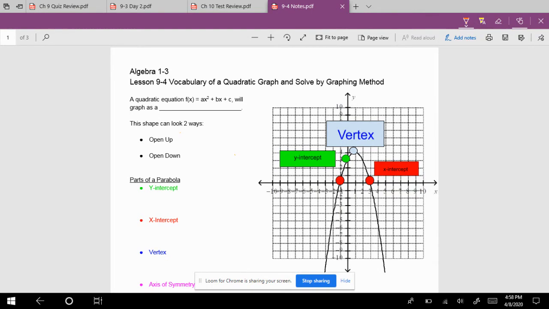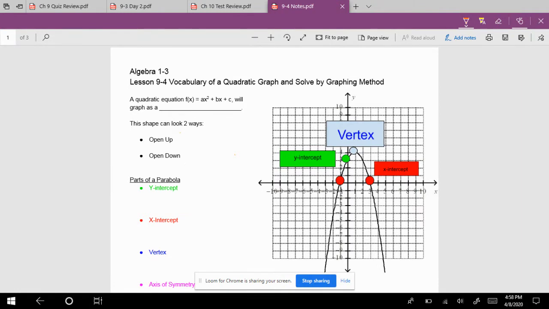Now that we have learned how to solve quadratic equations, the square root method, factoring method, and quadratic formula, we're going to start to tie that into what those answers mean as far as a graph goes. We're also going to talk about some terms about a quadratic graph, and then how I can actually solve an equation by graphing it or by looking at its graph.